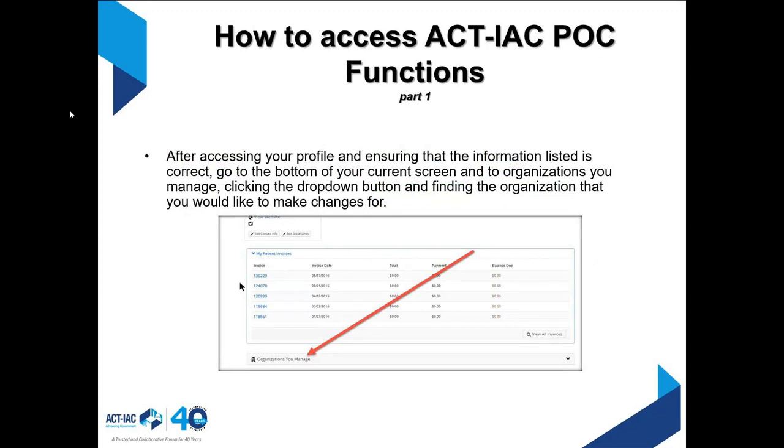What you see here is the way to access your POC functions. At the bottom of the screen, you can see the organizations that you manage. Most POCs have only one organization that they're the POC for, but there are some organizations or some individuals who manage records for multiple companies that have ACT-IAC membership. You will see them at the bottom for you to manage. If you do not see a company that you manage, you may not have been correctly linked to that company. In order to remedy this issue, please contact ACT-IAC and we'll make the change.